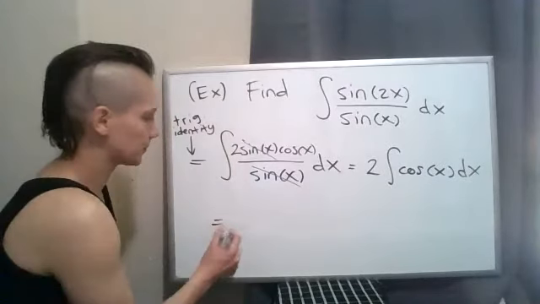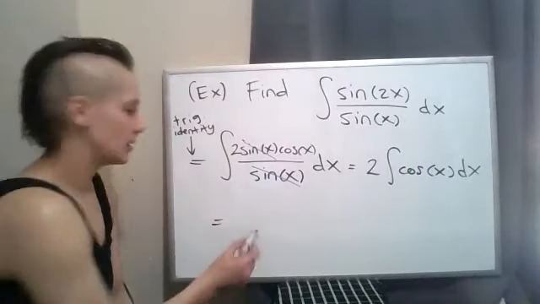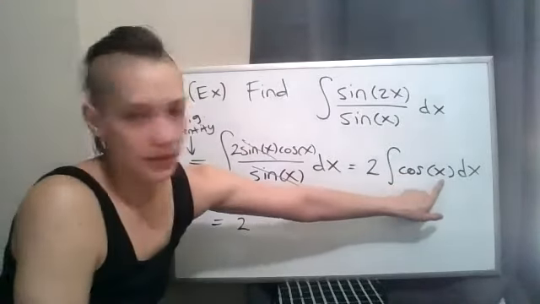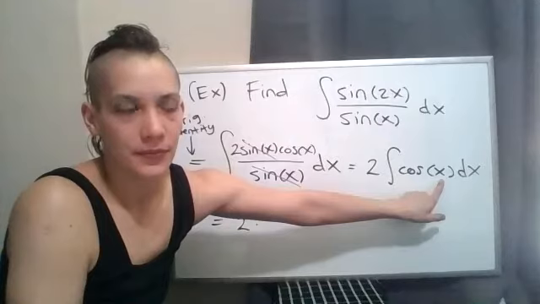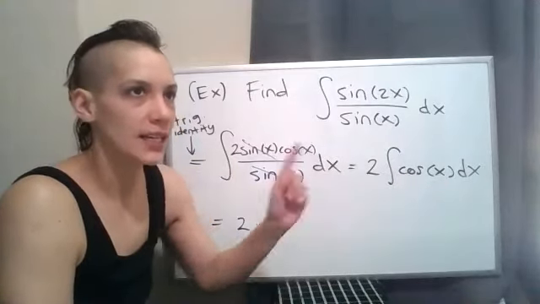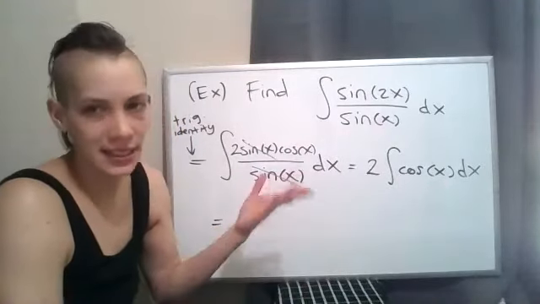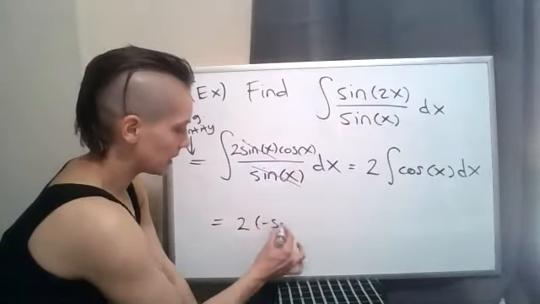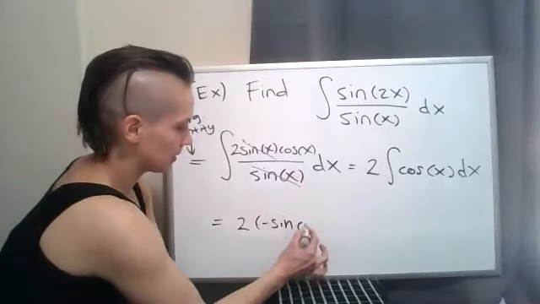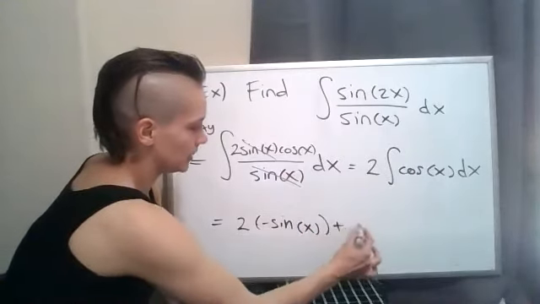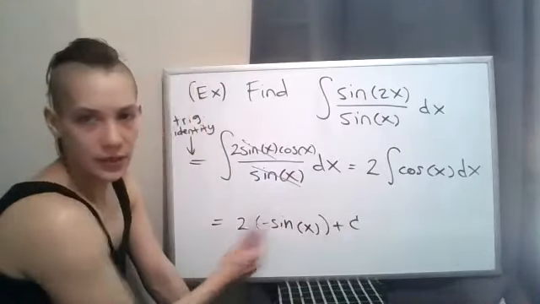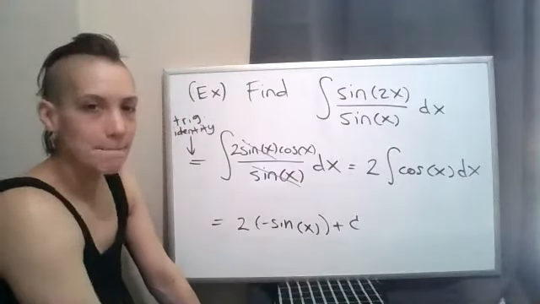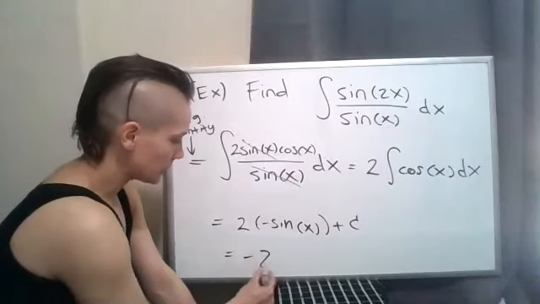So, I've got 2 times the integral of the cosine of x, which is sine of x plus c. And c is any number at all, so we're going to put 2 times sine of x plus c. You can have that 2 times c, but we don't know what c is anyway, so we're just going to have it on the end. And rewrite this a little bit better.